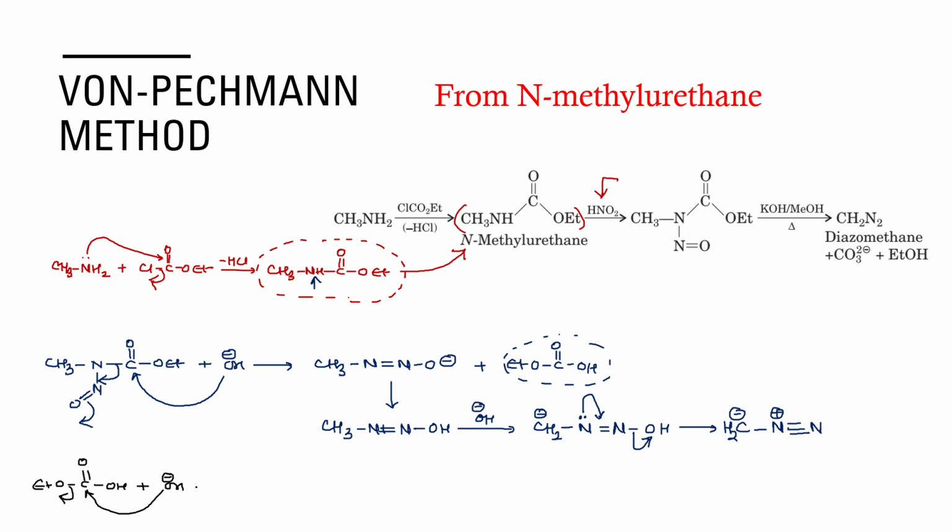OH. So OH minus will attack over here. This will go out and it will become EtO minus, which will eventually get converted to EtOH, plus you will have H2CO3, which will get converted to CO3 2 minus. So carbonate is generated, diazomethane is generated, and please remember diazomethane is created as a gas, and therefore it will drive the reaction in the forward direction.